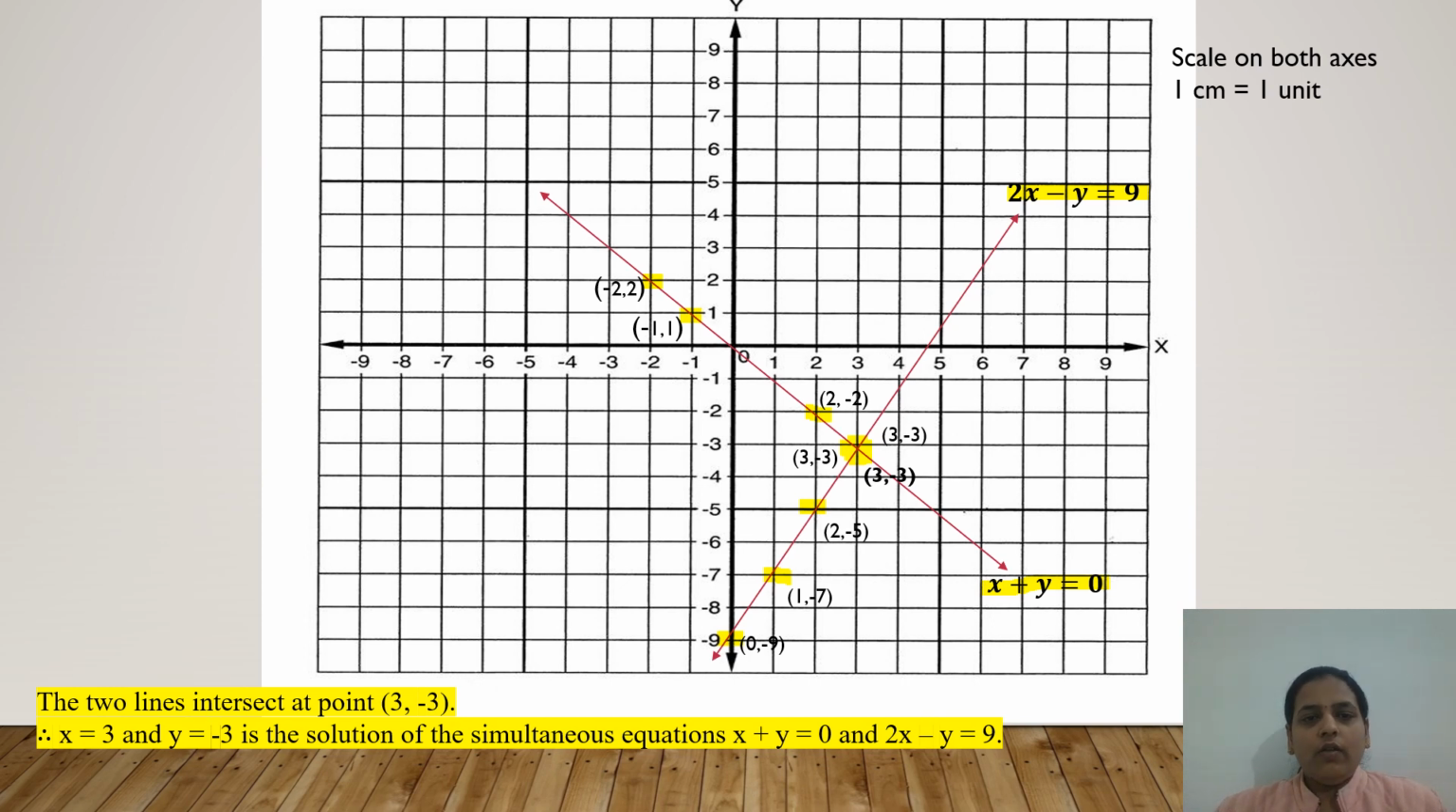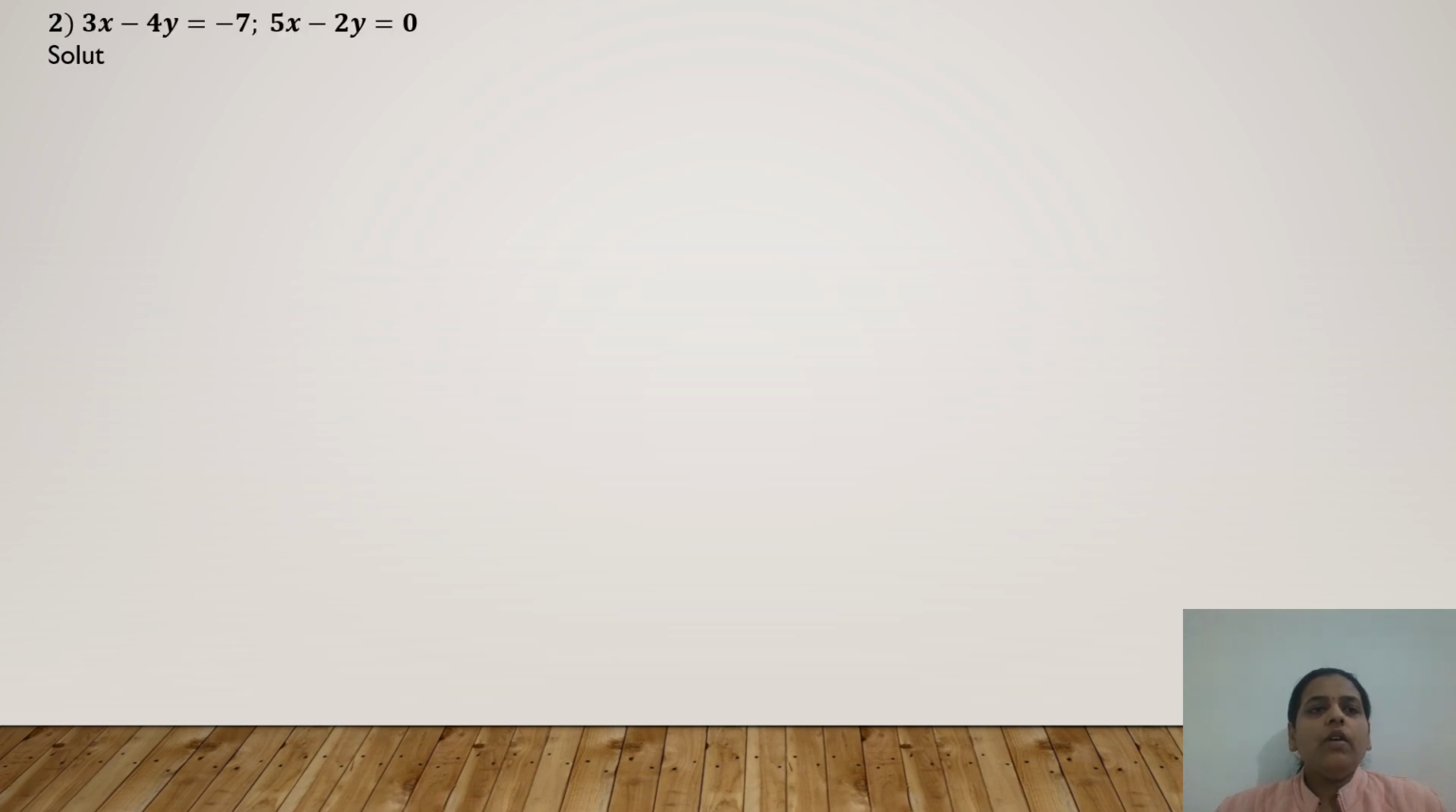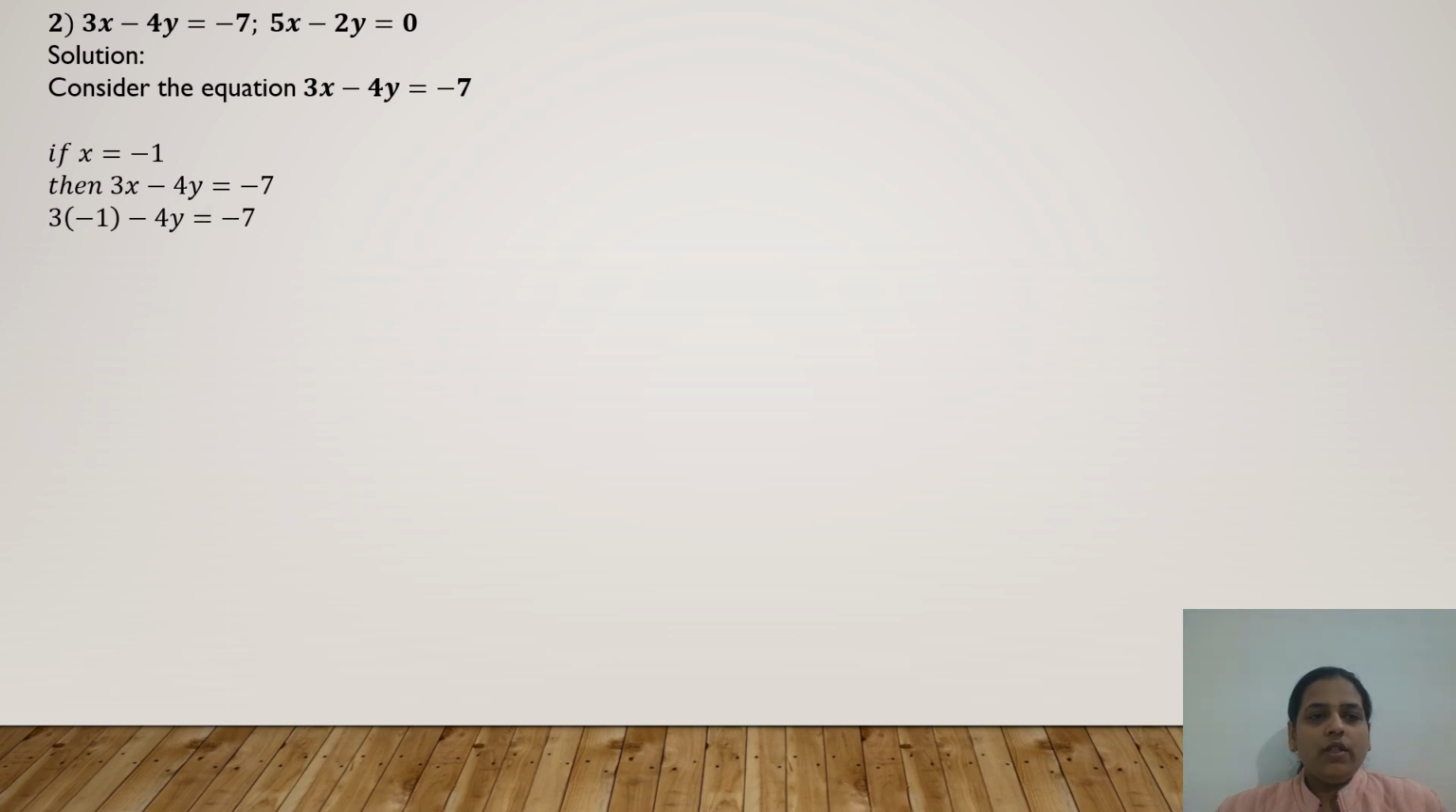Next, we want to solve 3x minus 4y is equal to minus 7 and 5x minus 2y is equal to 0. So consider the first equation, 3x minus 4y is equal to minus 7. If x is equal to minus 1, then what is the value of y? Put x is equal to minus 1 in the given equation. 3 into minus 1 is minus 3. Minus 3 minus 4y is equal to minus 7.